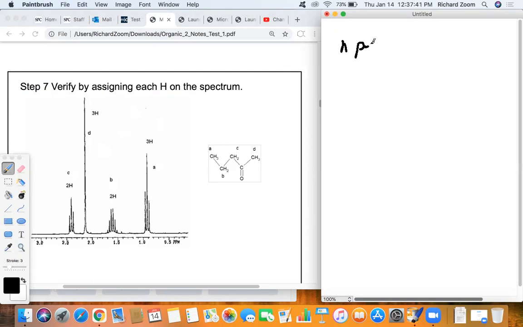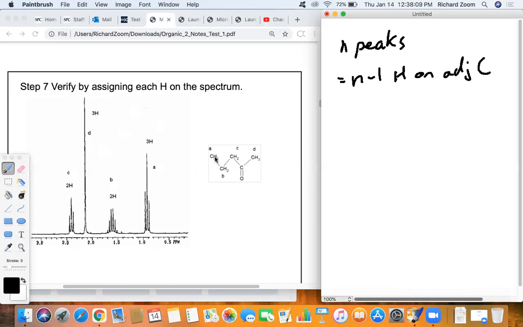So N peaks, N minus 1 hydrogens on adjacent carbons. What I'm saying here is that we have 1 peak. That means there must be 0 adjacent hydrogens on carbon, and that would be the case for D. That's why D has been assigned a single peak.